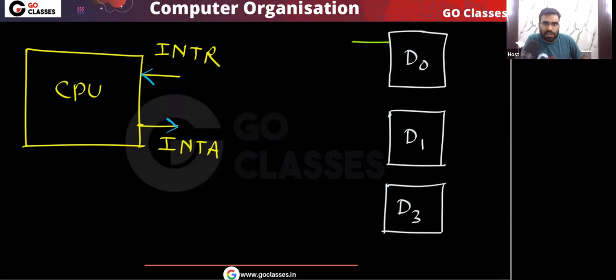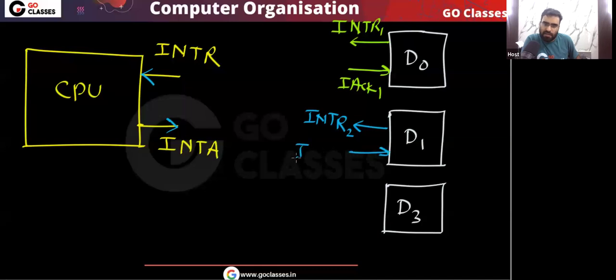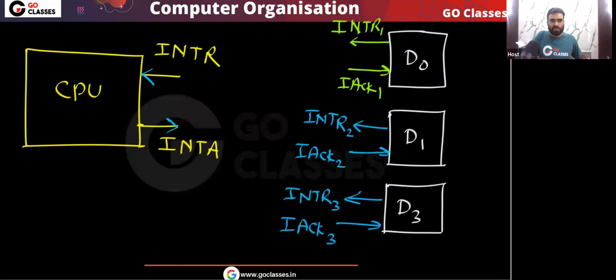Okay, on this device, we have an interrupt request pin and also an interrupt acknowledgement pin. These devices have their own INTR pin, interrupt request. So this is the INTR1 pin, and this is the ACK1 pin. These devices have their own pins. For example, this is the INTR2 pin, and this is the acknowledgement 2 pin. And this is the INTR3 pin, and this is the IACK3 pin. So these pins are there.